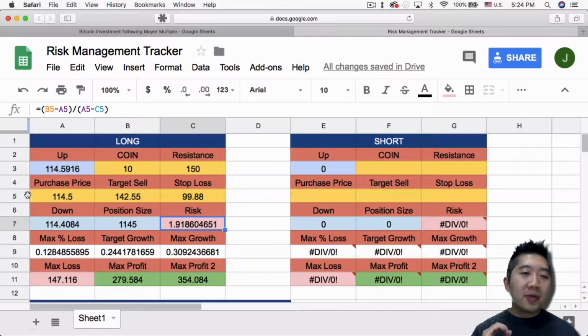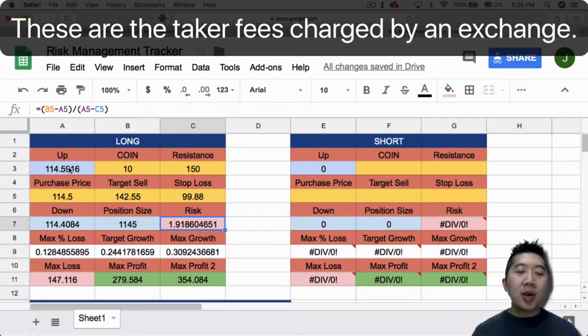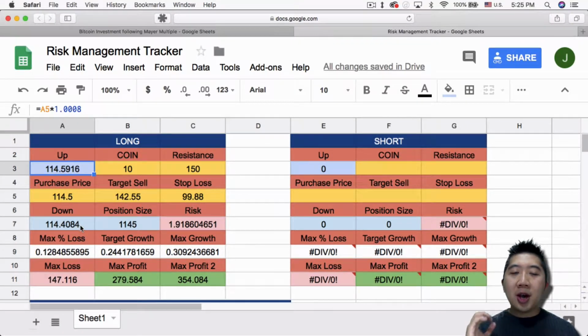So you do have to fill in these 3 fields. They are the most important ones: the purchase price, the target sell, and the stop loss. And then the coin is basically just the amount of coin you have. And the up and down, these 2 help you calculate what you need to sell your coin at to break even. So you do have to edit these 2 based on the exchange that you use, but otherwise it's really just these 5 fields in yellow that you have to edit. Everything else will be automatically calculated in the spreadsheet.